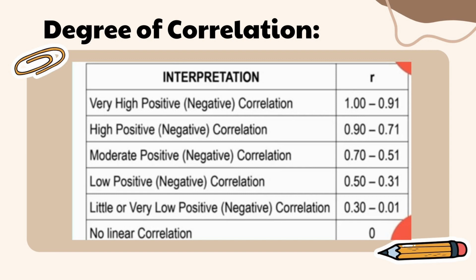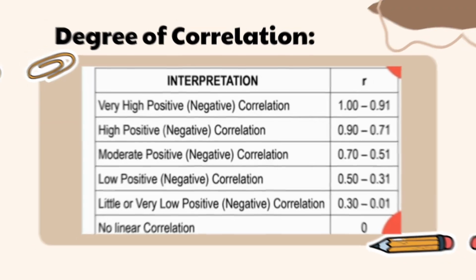Kapag 0.50 hanggang 0.31 o negative 0.50 hanggang negative 0.31, ito naman ay low positive negative correlation. Kung 0.30 hanggang 0.01 o negative 0.30 hanggang negative 0.01, ito naman ay little or very low positive negative correlation. At kung ito naman ay 0, ito ay no linear correlation.